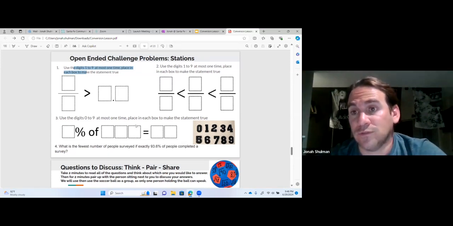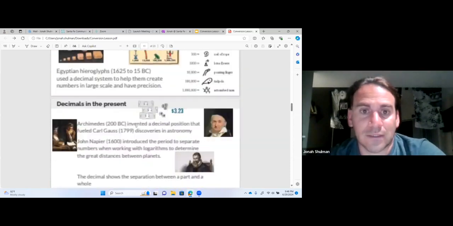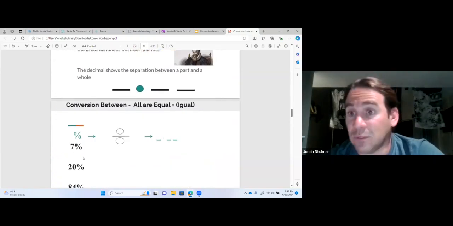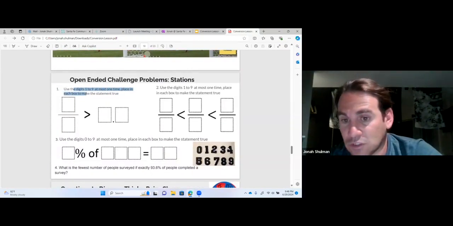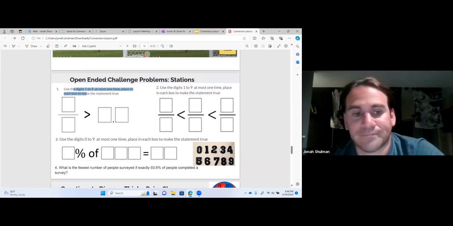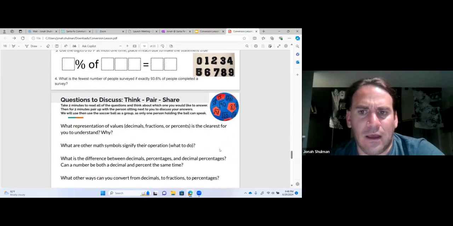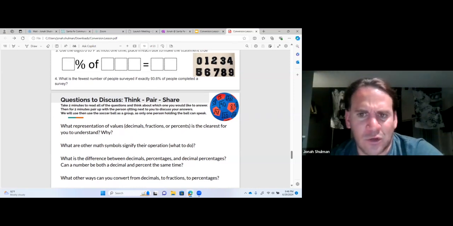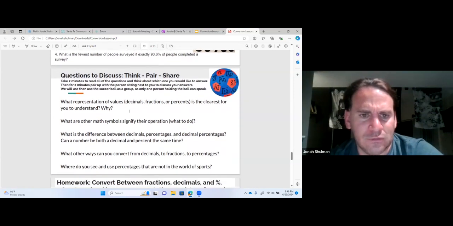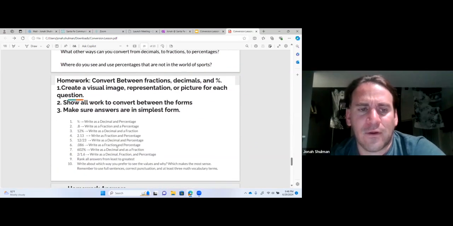Open-ended problems are the hardest for students because they don't actually have the numbers yet. It's much easier to do a problem like convert 7%, but once they have to create it themselves using just a fixed amount of numbers, it's hard. And then we do a think, pair, share, which is always fun for students. What math symbols are there? They get to talk about it. And their homework.